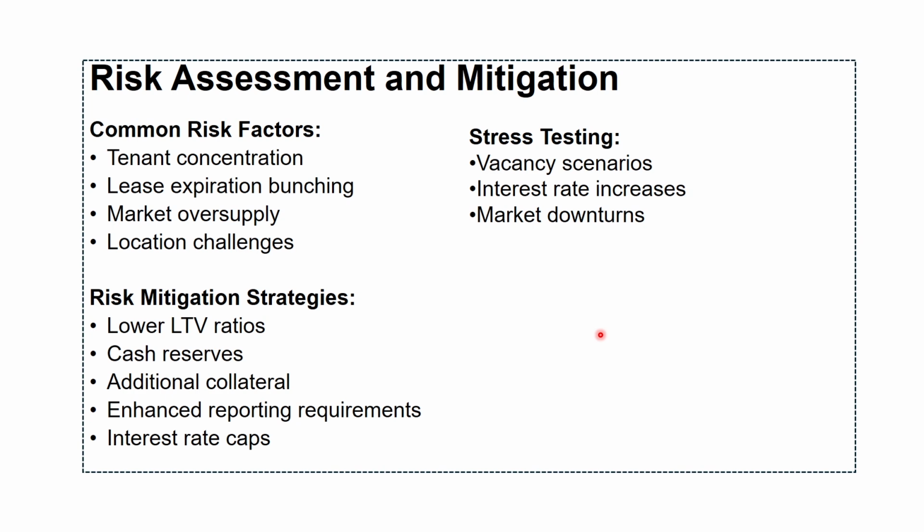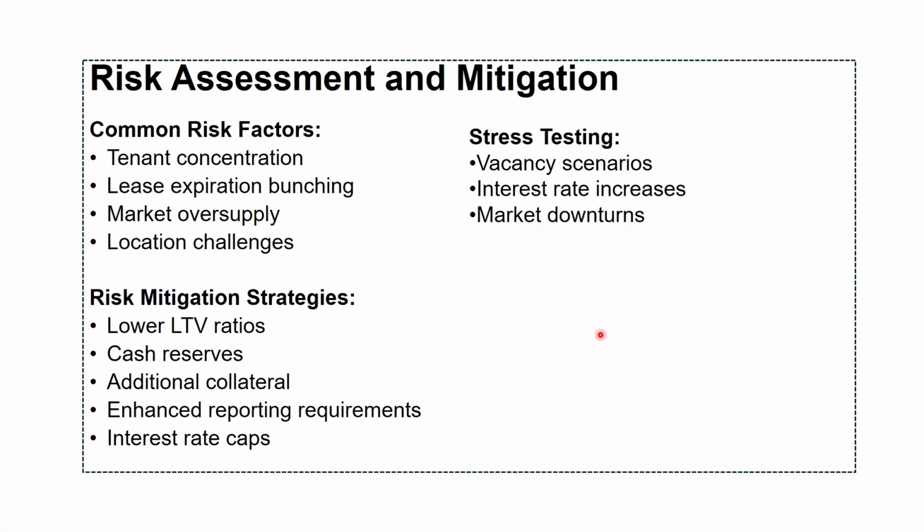Then if there are newer and more projects coming up in that locality, in that micro market, that also has to be considered, because there is a market oversupply, and that will put pressure on future rent negotiation. So that is a risk factor which has to be considered. Then location challenges are of course there, as some locations might get impacted by infrastructure developments and all that. Then what kind of risk mitigation strategies are we talking about here?